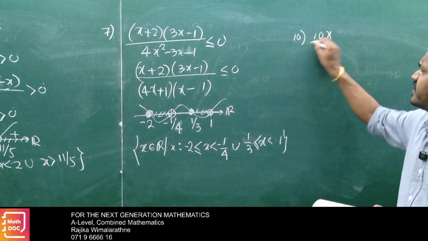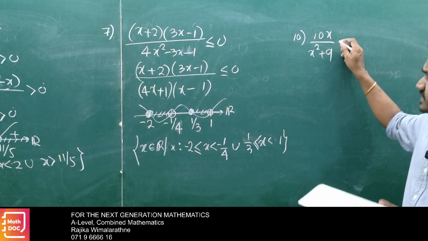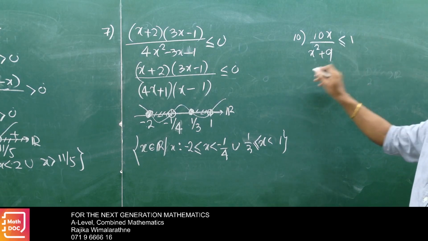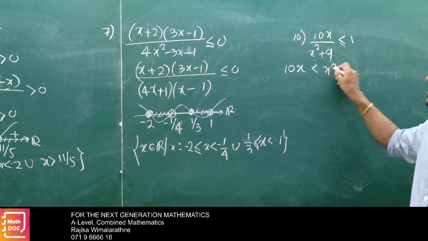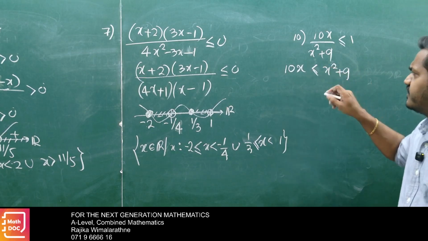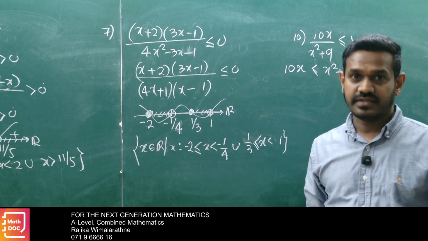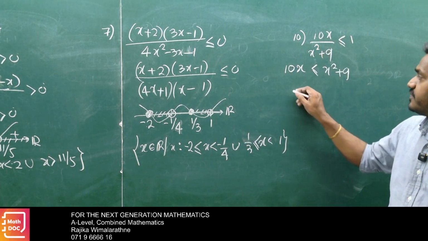10x over x squared plus 9 is less than or equal to 1. Here x squared plus 9 is positive, so we can cross multiply: 10x ≤ x squared plus 9. Identify when we can cross multiply and when we cannot. Likewise you identify. Here this is positive, then we can cross multiply.